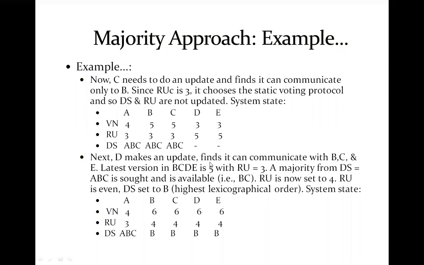So that is why, since D has to make an update, and B, C, E are the latest, the latest version available is 5. So whenever it is being updated, it will become 666, and the total number of sites which are updated is 444, because 4 sites have been updated. And RU is even, so DS is set to B, which is the highest in the order. So it will become B, B, B.